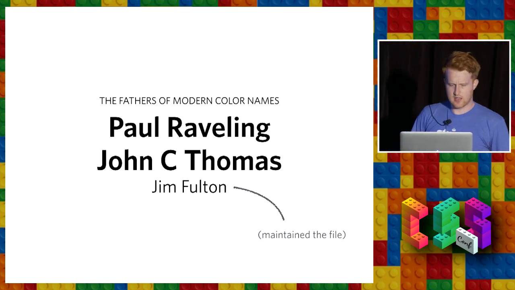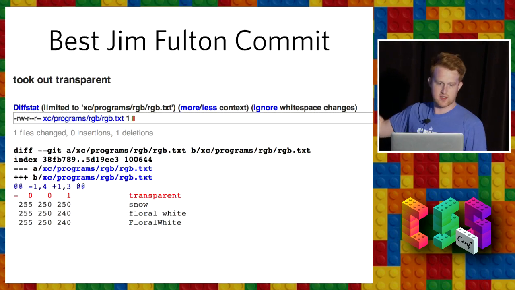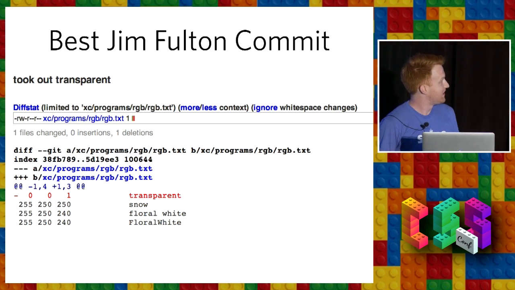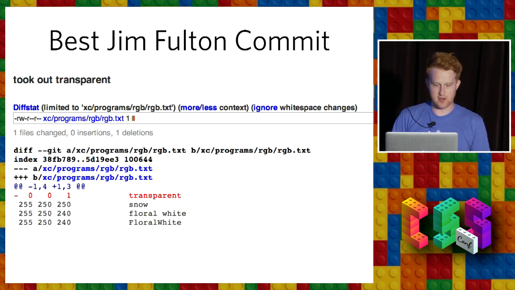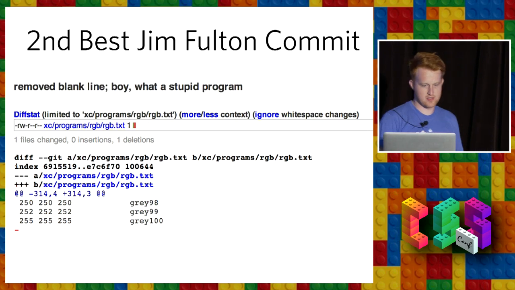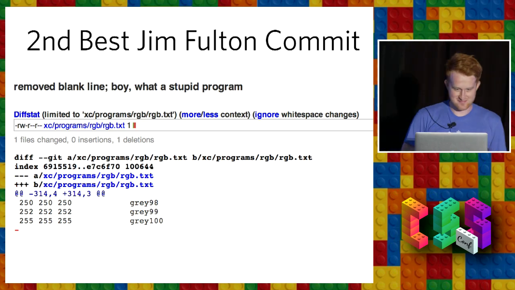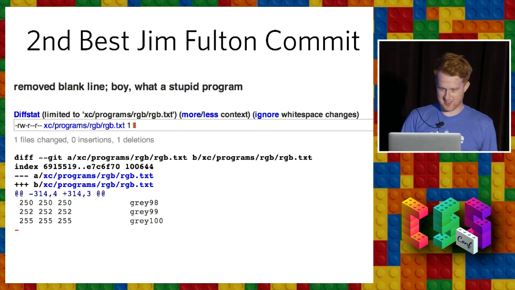Jim, I actually talked crap about the last time I talked about this. Now that I have all the commits, he did some good stuff. This is my favorite Jim Fulton commit. He took out transparent, which was pretty much just black and not transparent. It was just not quite black, so as long as your backgrounds are black, transparent should look fine for you, I guess. The second best Jim Fulton commit was removed blank line, boy, what a stupid program. That's 2.5% of RGB.txt.